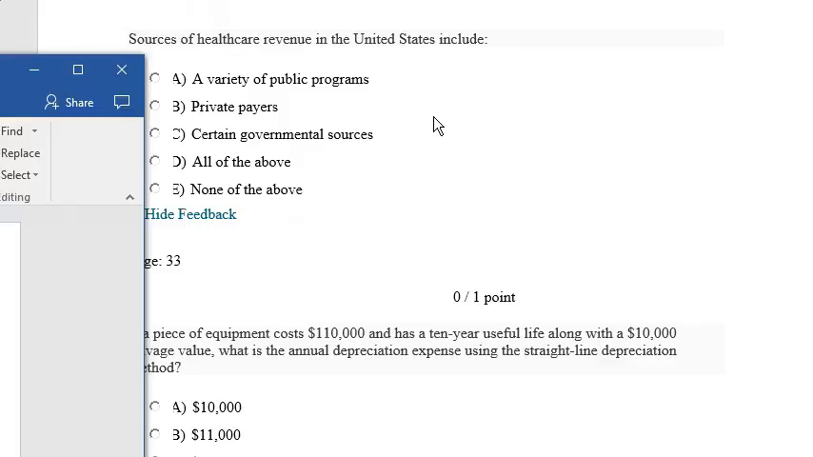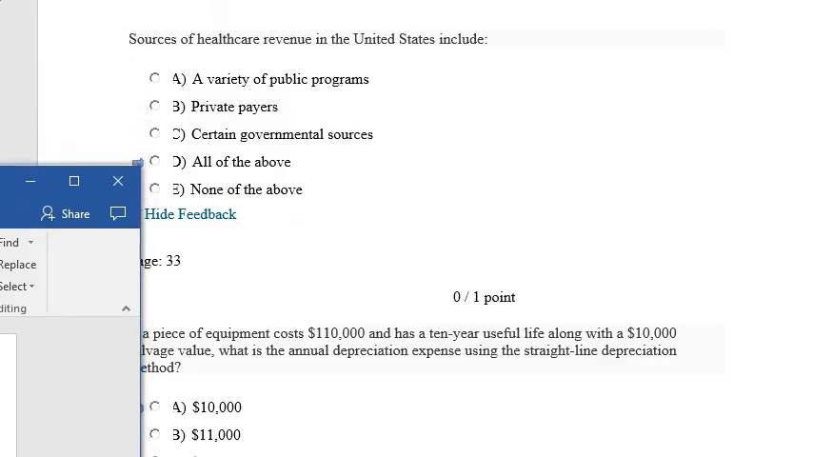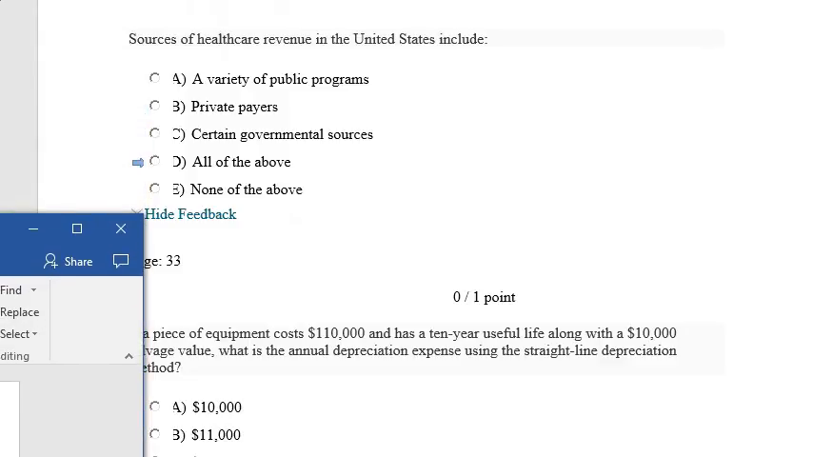So you have a variety of public programs as a source of revenue. You have private payers, certain governmental sources. So if you think about it, the choices are D, all of the above, or E, none of the above. As you apply your own question answering strategy, you could see that all of these would apply.